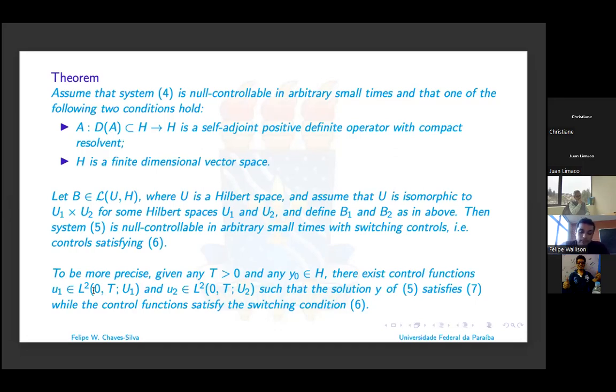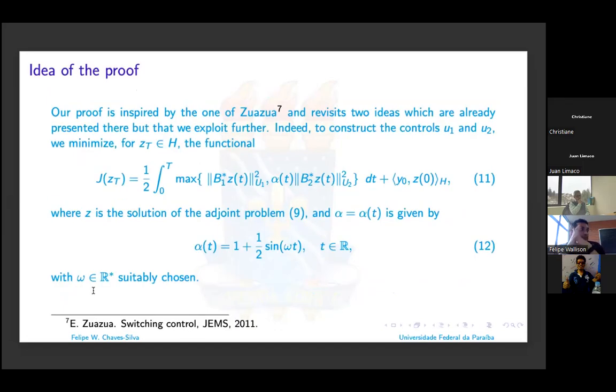Okay. So let me just explain the idea of the proof. And here, our proof is very much inspired, but not equal. That's very important to say, because as I said before, Zuazua could not manage to extend his work to a general setting. And here we managed to do that. Okay, but our proof is inspired by his use of a functional of this form.